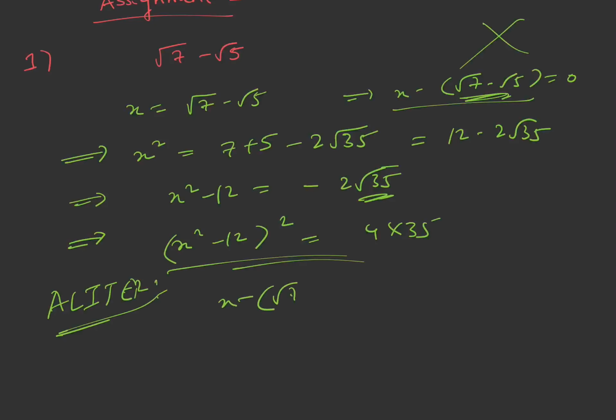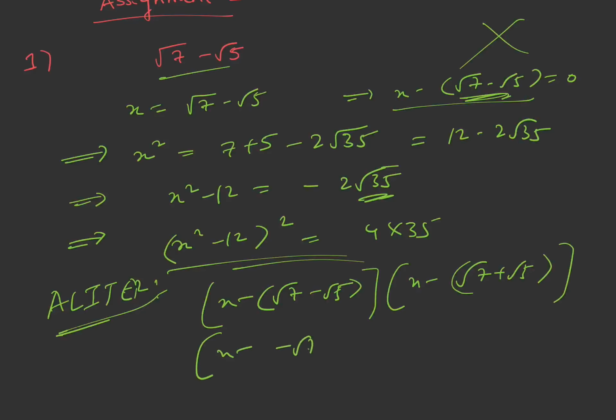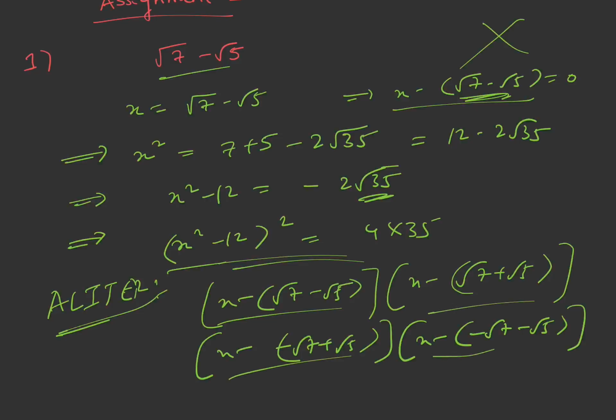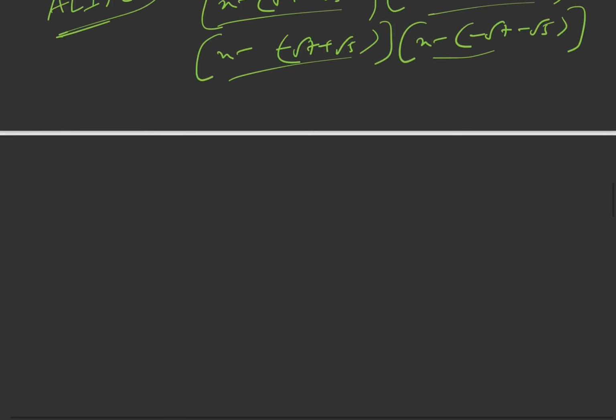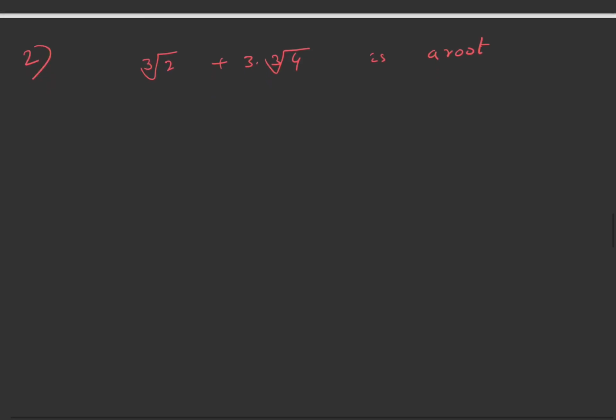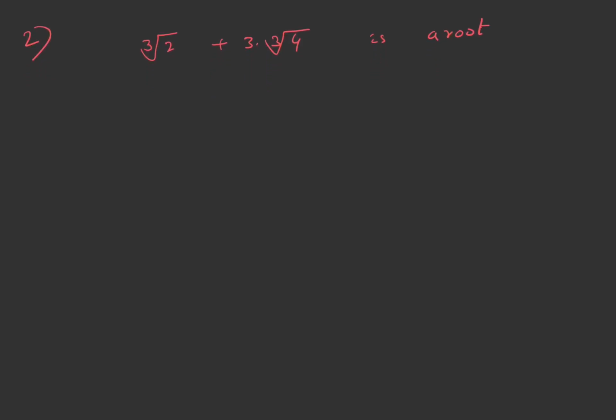You can do it in another way that we have discussed. If root 7 minus root 5 is a root, then root 7 plus root 5 is also a root, and also minus root 7 plus root 5 is a root, and minus root 7 minus root 5 is also a root. So if you just multiply these 4 brackets, then also you will get the same polynomial. So let us move to the next question.